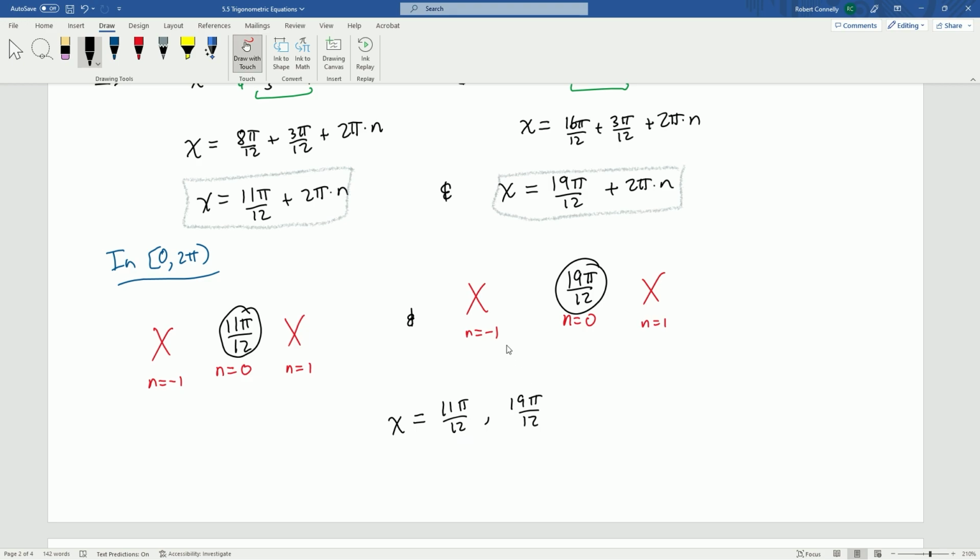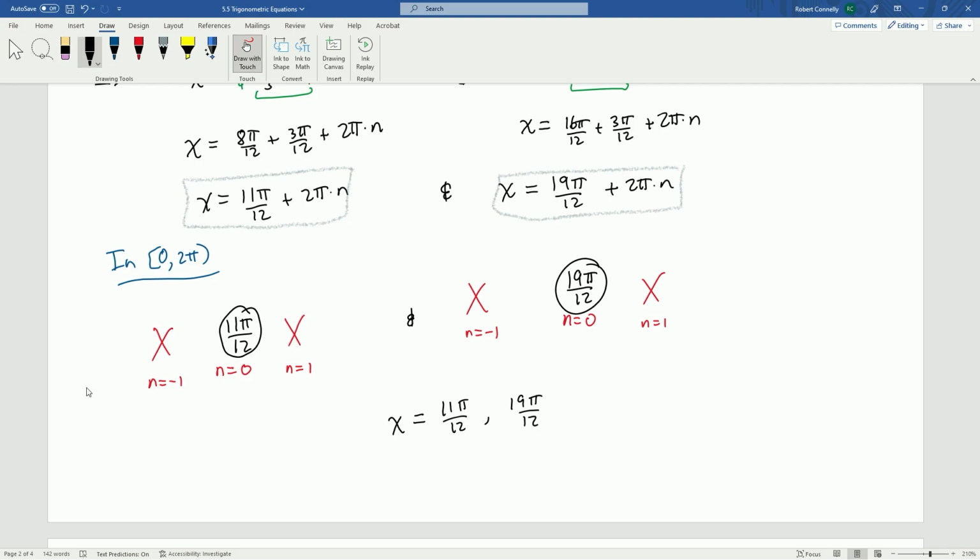So just to clarify a little bit further, I don't need to plug in anything bigger than 1 here, because once I saw that this didn't work, I knew that if I kept adding larger numbers, I would still be bigger than 2 pi. And I didn't need to plug in smaller values for n, because once I got a negative result, I knew I would keep getting negative results if I used smaller values for n. So that allowed me to just stop there.